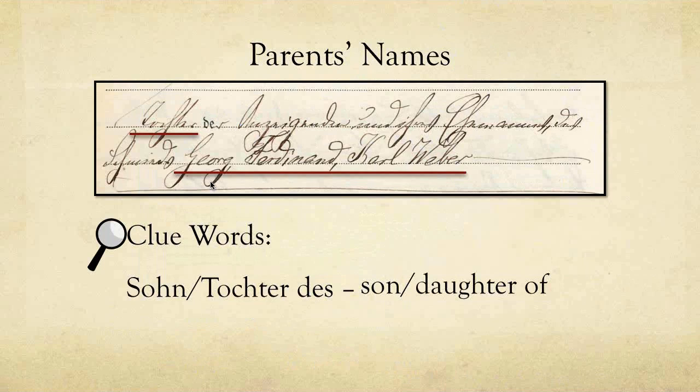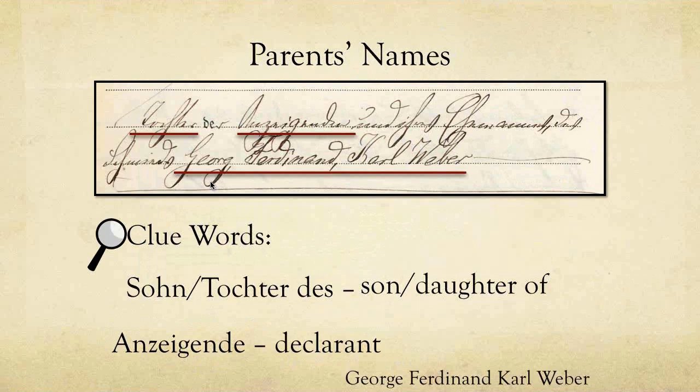So what I wanted to show you here is another important word that may come up in these certificates, and that is the word Anzeigende. If there is not a second parent listed, look for the word Anzeigende, and that word means declarant. So it's referencing the person listed at the top of the certificate who came and reported the death. So Anzeigende, declarant. So the person who reported the death was likely the mother in this case. We had Georg Ferdinand Karl Weber, and then the Anzeigende, which was the mother, the declarant.